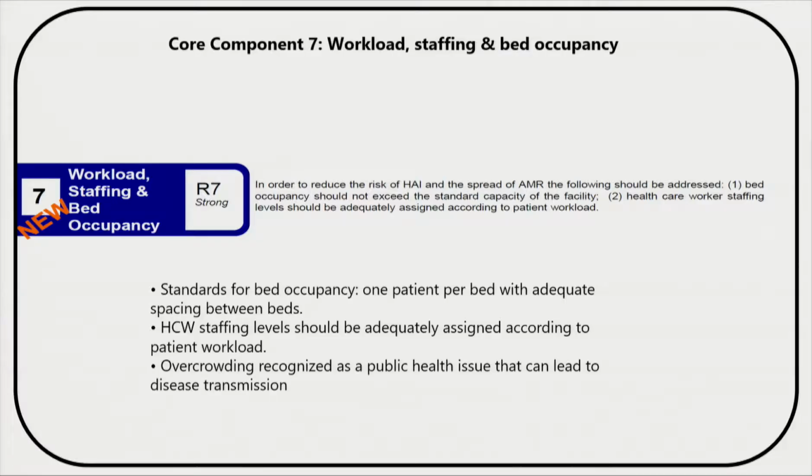Coming to core component 7, we also need to assess the workload, how the staffing is done, and the level of bed occupancy within a given healthcare facility in order to prescribe adequate policies and adequate systems for the given institution. There are standards prescribed for this. Usually it is said that at least one infection prevention and control person or healthcare worker is needed for at least 100 beds. If we do not have that kind of staffing level, then we will not be able to adequately address infection prevention and control practices with a huge patient workload.